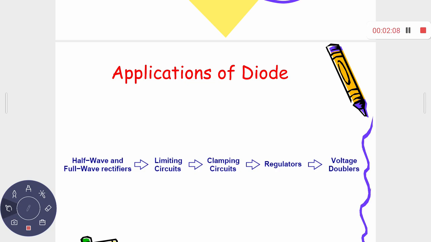Whenever we discuss all this, like half wave, full wave, clipping and clamping, we are basically considering the forward bias and the reverse bias of the diode. When the diode is forward biased, it is on. When it is reverse biased, that means it is off. And for the regulator circuit, we will use a particular type of diode, which is called the Zener diode. And in that particular case, we will be very much interested in the breakdown region of operation.